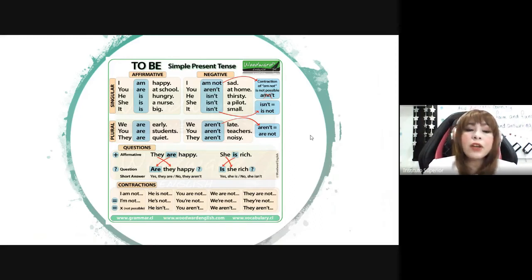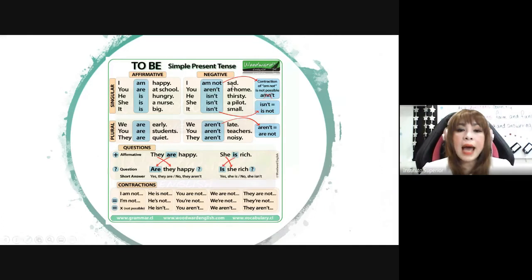Okay? So we have here some examples of the plurals. We are early, you are students, they are quiet. We have the negative forms. We form the negative adding the word not to the sentence. Check the blue squares here. I am not sad. I'm not. You don't have the contraction for I'm not. It's not possible to do it because we can't pronounce it properly. Okay, this is the reason we can't have a contraction.